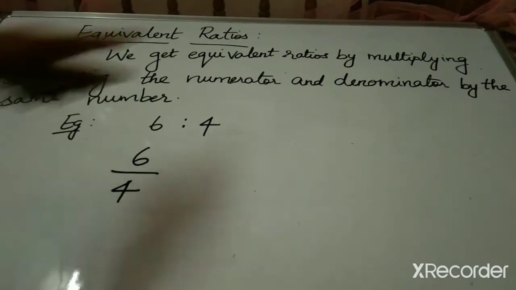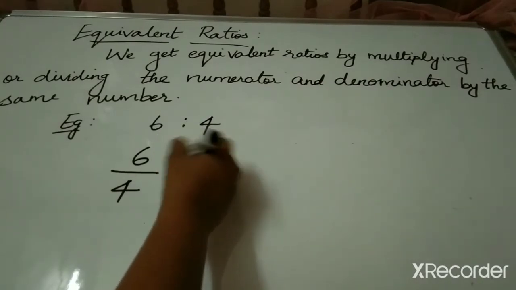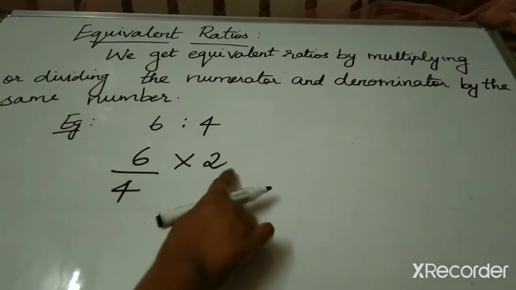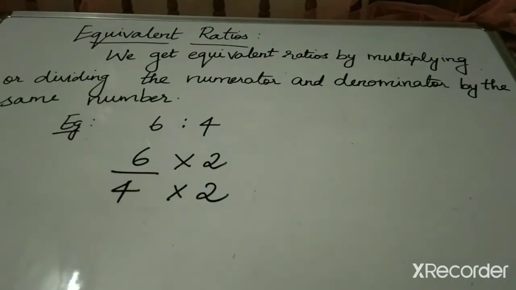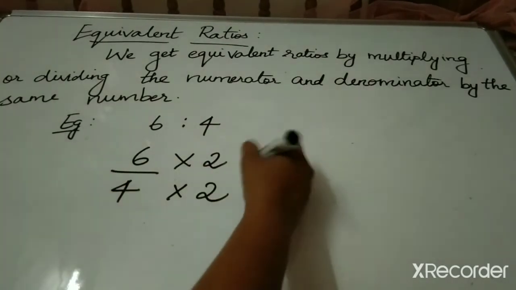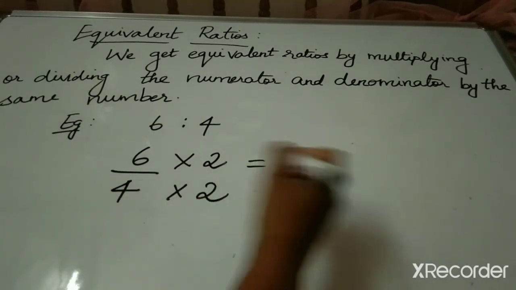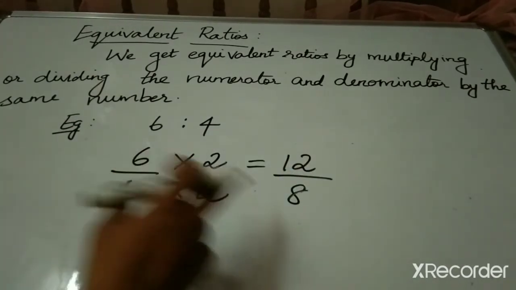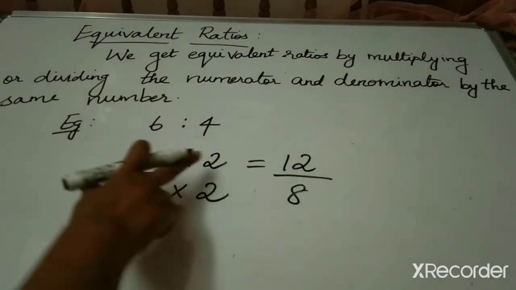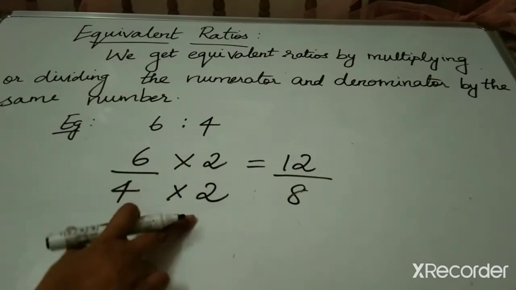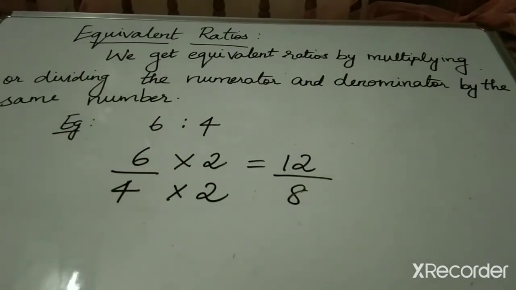In order to find an equivalent ratio, we can multiply or divide. First I will show you by multiplying. When you multiply the numerator by 2, the denominator also we have to multiply by 2. Now 6 2s are 12, divided by 4 2s are 8. So the equivalent ratio is 12:8.